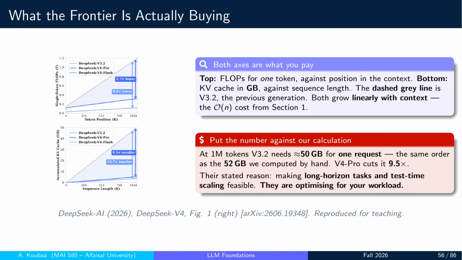So here is the buyer's question to carry away, and it's the most useful sentence in this section. When an architecture claim is made, ask which budget is being improved: prefill speed, generation speed, memory per user, maximum context, or training efficiency. Never say Model X is better without saying better for what workload.